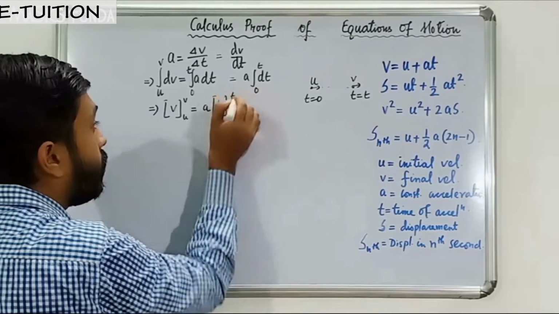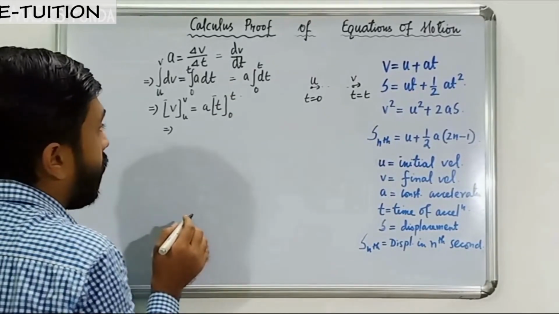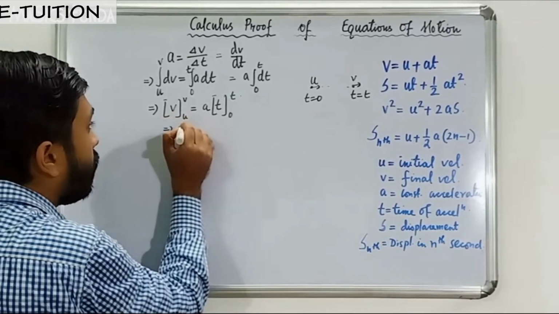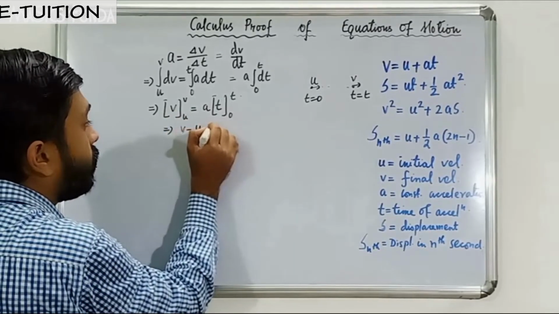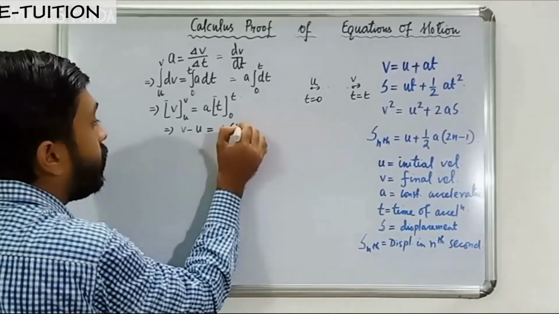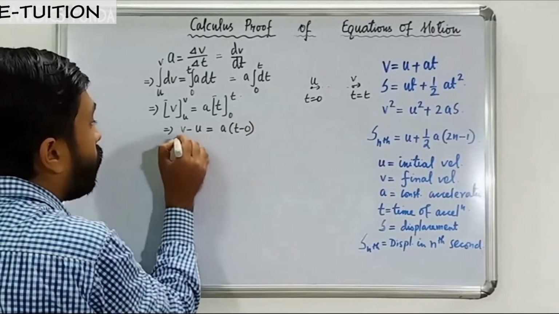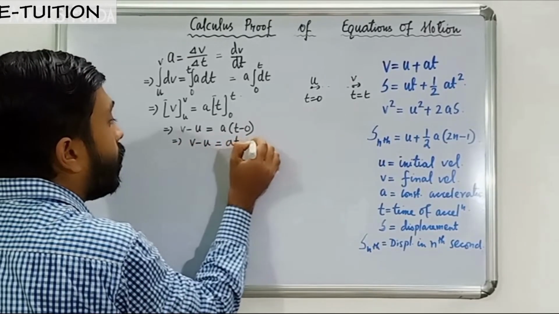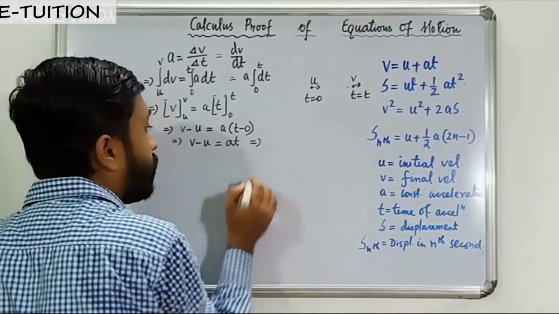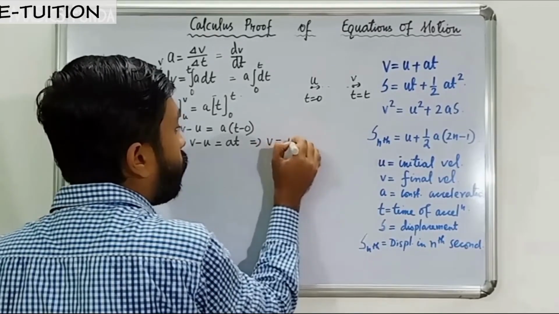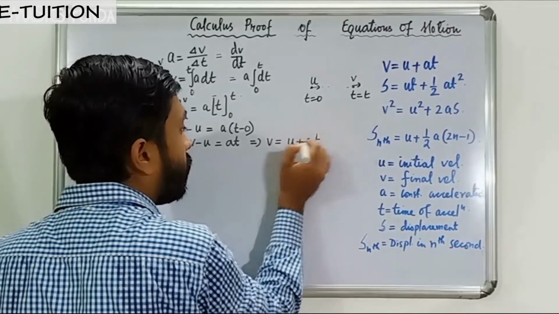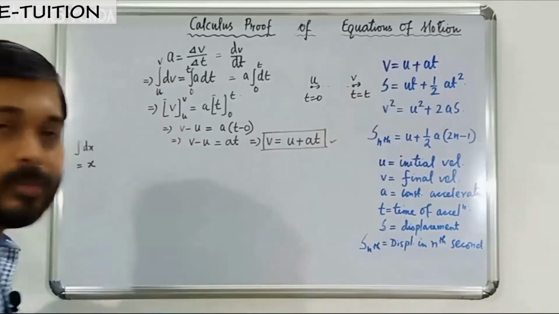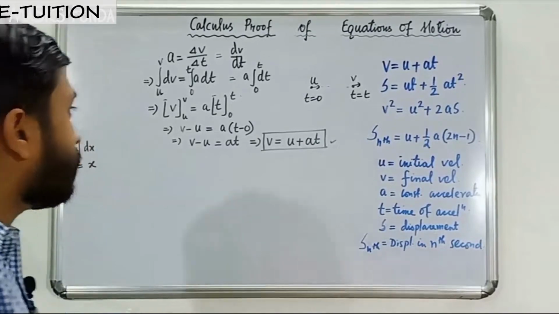from 0 to t. So now the rule is that first we need to put the upper limit minus the lower limit in its place, that is v minus u equal to a into t minus 0. That means v minus u equal to at. Do a side change to get the result, v equal to u plus at. That is your first equation of motion. We have already ended up getting that.